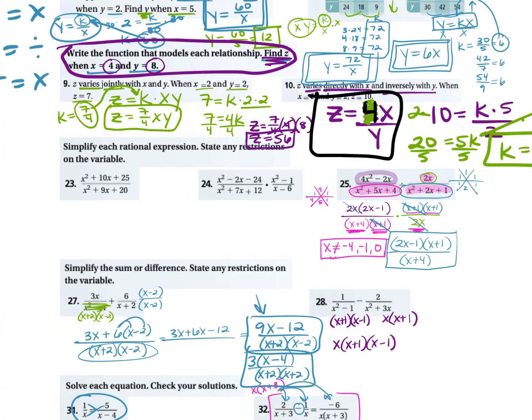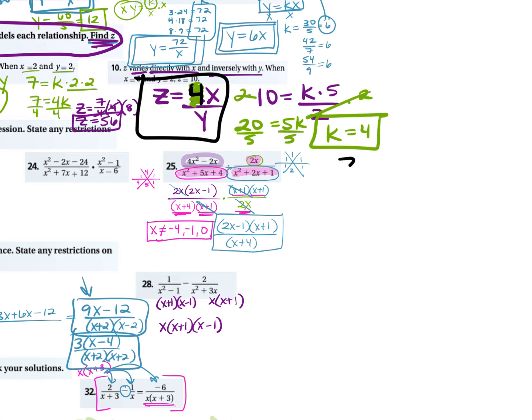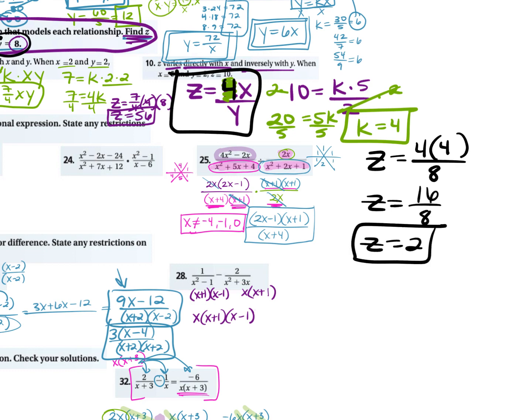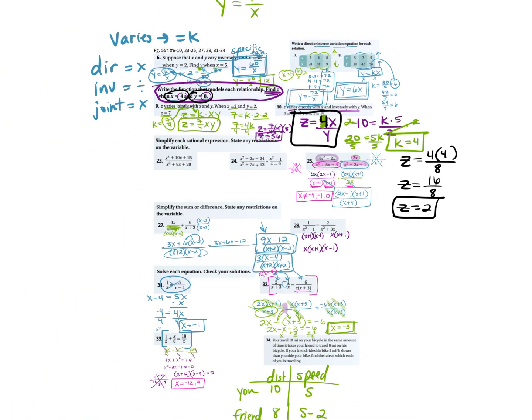But then it says when x is 4 and y is 8, what will z be? So now you're going to drop in those numbers. So z equals 4 times 4 over 8. So z is 16 over 8. So z is 2. Anything else? John, say it again. 28.